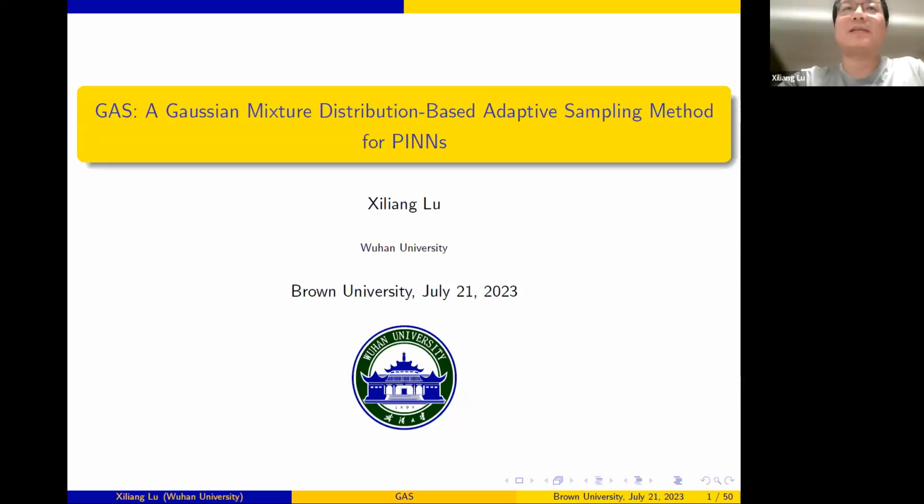Okay, thank you for the nice introduction. I'm very happy to have this chance to present our recent work in this seminar at Brown University. The talk is on the Gaussian mixture distribution-based adaptive sampling method for PINNs, which is basically to find an adaptive sampling way to choose collocation points for the PINNs.